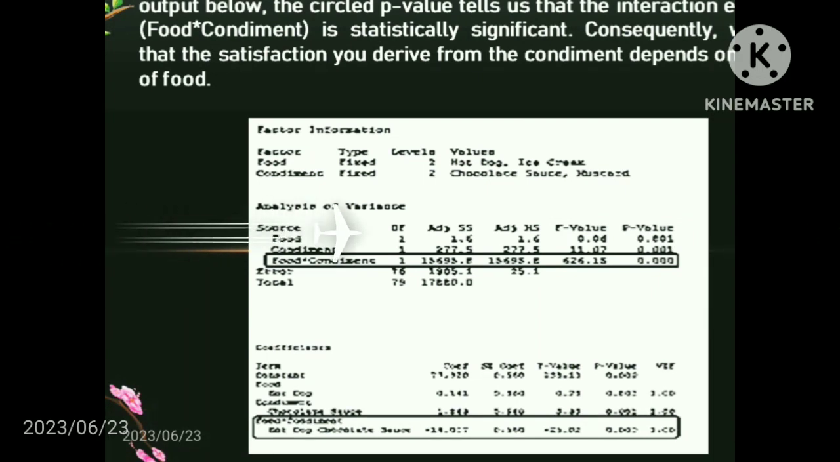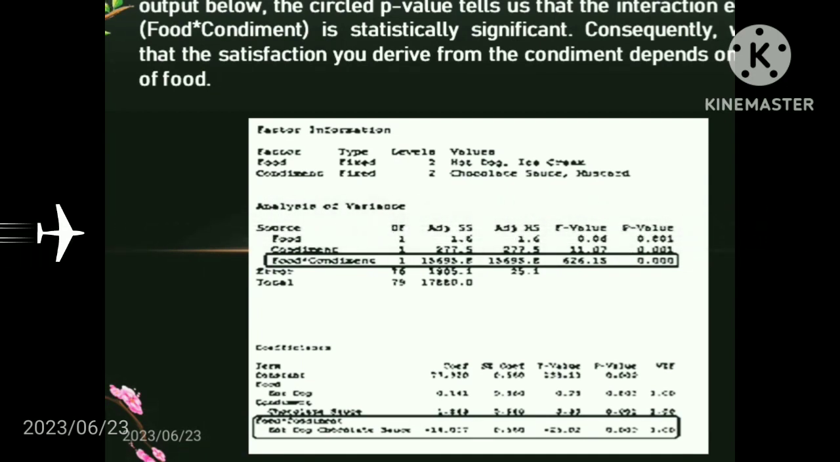So in our factor information, in factor, these are the food and condiment. The type, they are both fixed. Levels, they are both 2. Values, in food, these are hot dog and ice cream. In condiment, these are chocolate sauce and mustard. So now we are going to proceed to the analysis of variance.